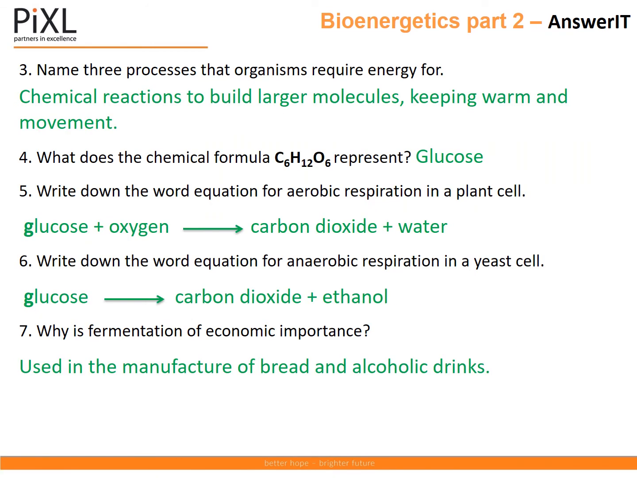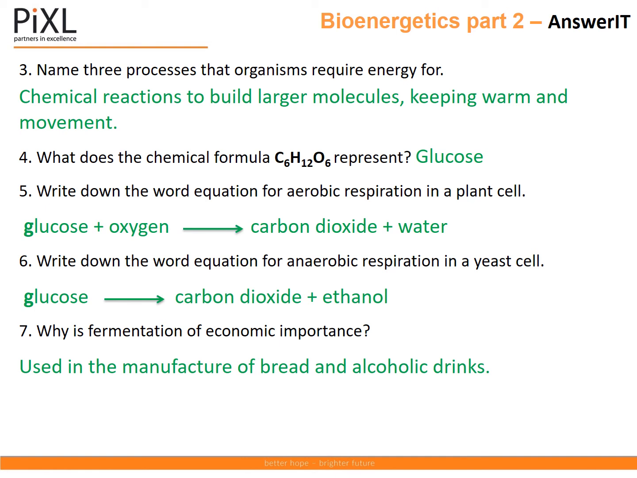Question 3. 3 processes that organisms require energy for. So you can have keeping warm, movement, and building larger molecules, words to that effect. Number 4, what does the chemical formula C6H12O6 represent? It's glucose. Number 5, write down the word equation for aerobic respiration in a plant cell. Well done if you remember that it is the same plant and animal. It is glucose plus oxygen makes carbon dioxide plus water. And you might have put plus energy as well, that's fine.